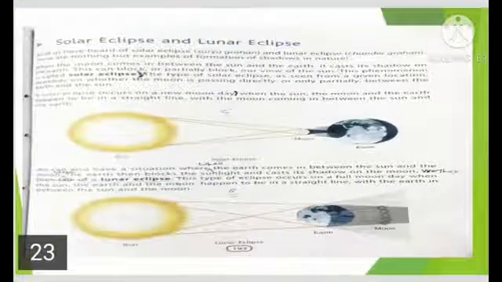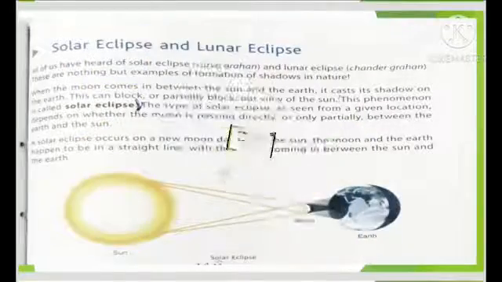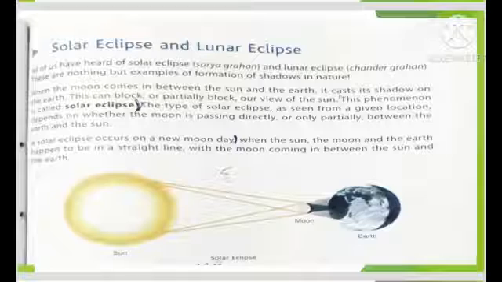Now this is the time to look into the sky. All of us have heard of solar eclipse, Surya Grahan, and lunar eclipse, Chandra Grahan. These are nothing but examples of formation of shadows in nature. And how and when these eclipses, solar eclipse and lunar eclipse, occur, and what is the reason behind that, we will discuss on page number 193. First of all, we are taking solar eclipse.